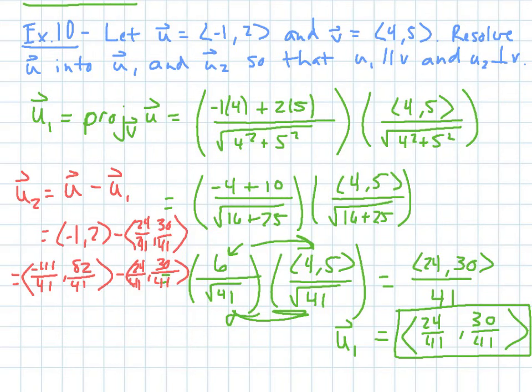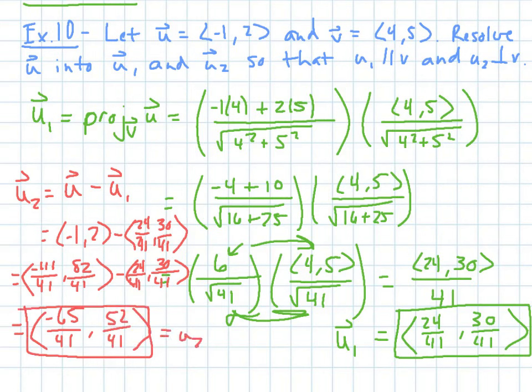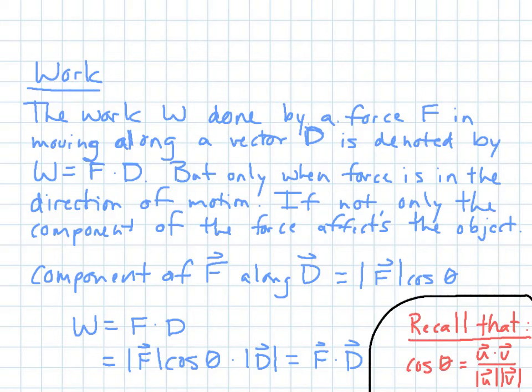So now, -41 minus 24 gives me -65 over 41. And then 82 minus 30 gives me 52 over 41. Okay, so there is my u sub 2 vector that I was looking for. So then I can find both. In class, I'll have a warm-up for you so that we can practice this together if you'd like. Now let's move on to the next thing.